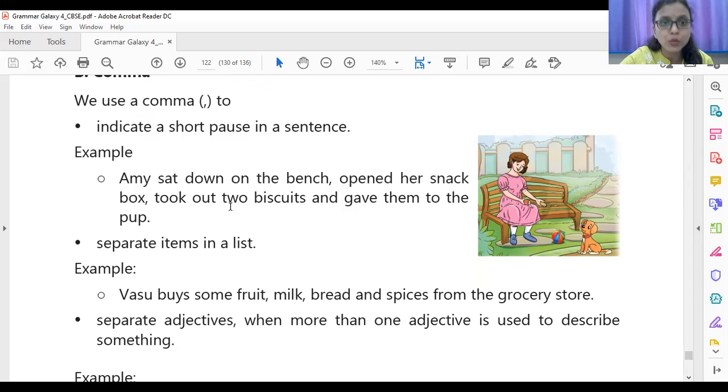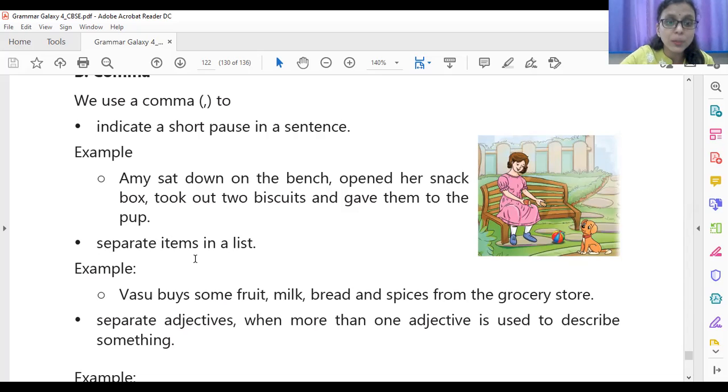Amy sat down on the bench, opened her snack box, took out 2 biscuits, and gave them to the pup. See, look at the pauses in the sentence. So this is the first usage of comma, to give pauses, to give a small gap in a sentence, right?